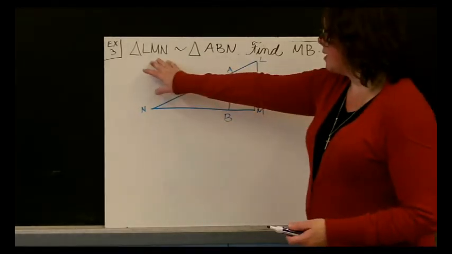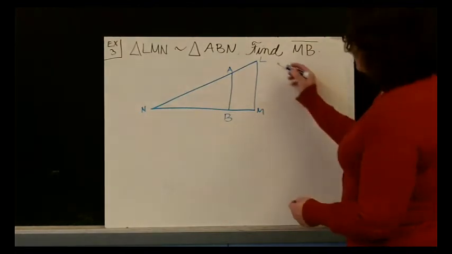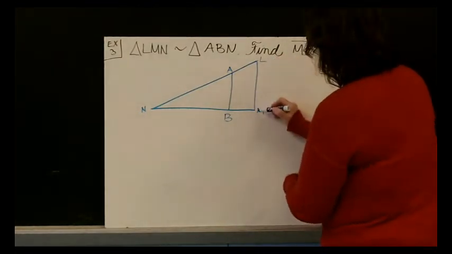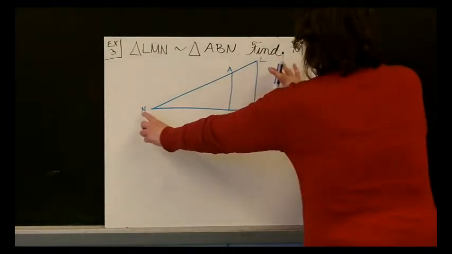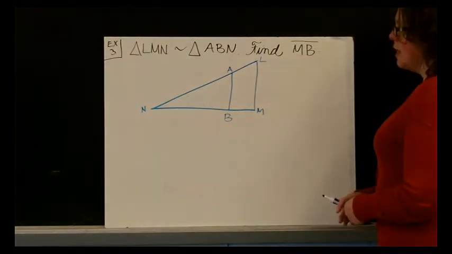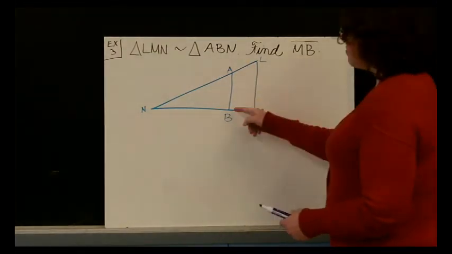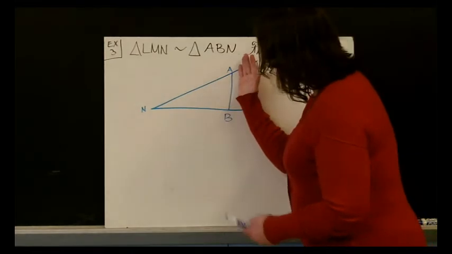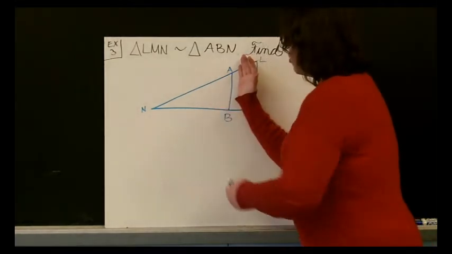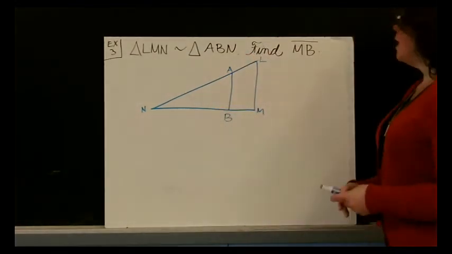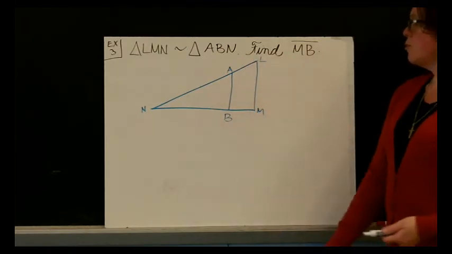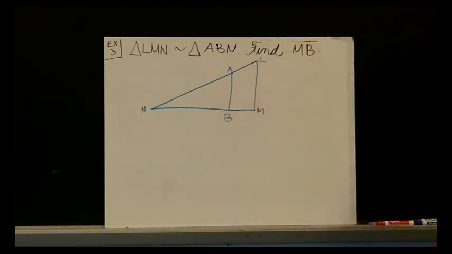First, we have to know that triangle LMN, so here is LMN, the larger of the two triangles, is similar to ABN. So there inside is that smaller triangle. And since they're similar, it means that they're proportional. We have to find MB.